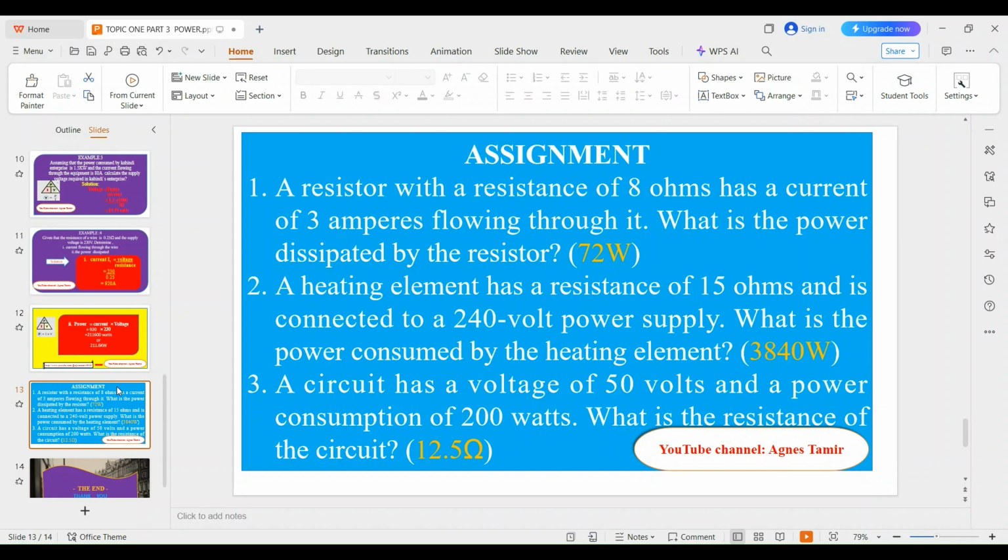So kindly perform the other calculations. We have done assignment 1 with you. So kindly do assignment 2 and 3. Remember also to write assignment 1 in your exercise books or your writing materials. Assignment 2 says that a heating element has a resistance of 15 ohms and is connected to a 240 volts power supply. What is the power consumed by the heating element?